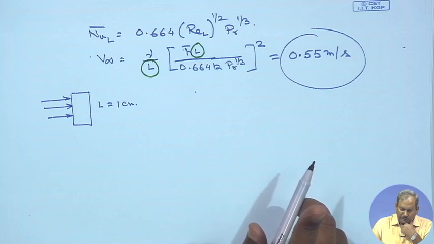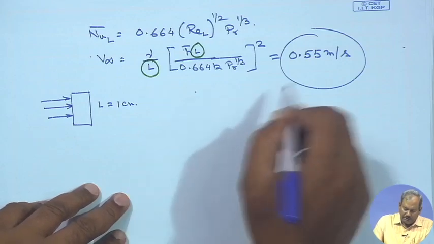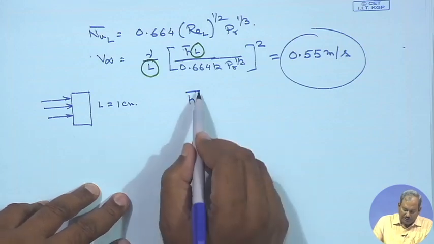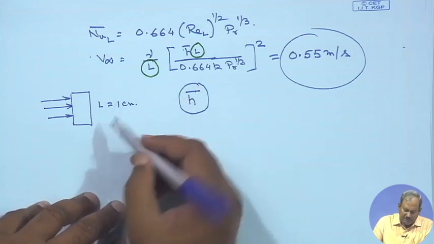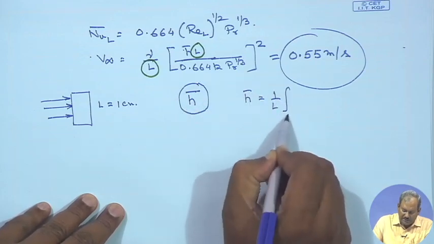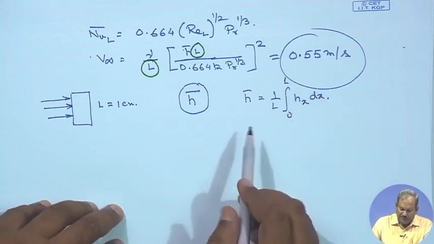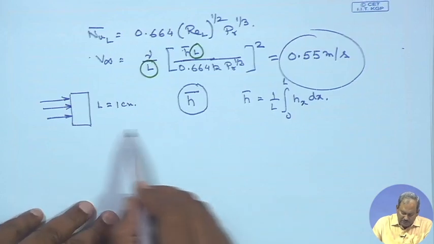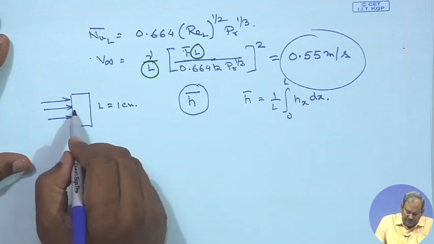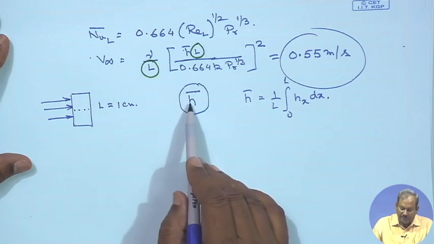One more point, and then we would stop any further discussion on this, is we are calculating the value of h bar. Now, this value of h bar simply tells you that it is a length average h, since h bar is simply equal to 1 by L integral from 0 to L of h(x) dx. So, on this material, your value of h(x) is going to be different at different points. Okay. And what we are using in these correlations is the average value of h.